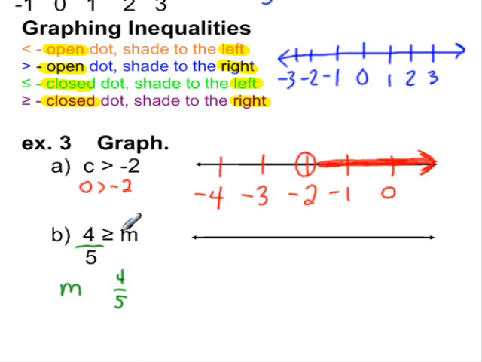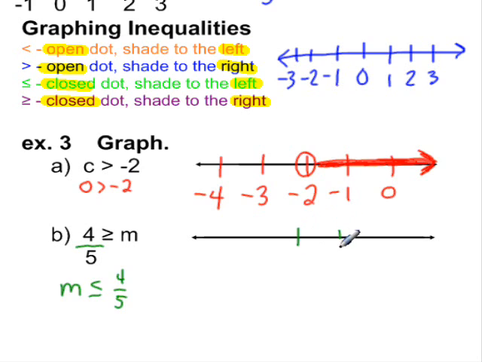And when I do that, do you see how the pointy part of our inequality here is pointing towards m? I need to make sure that it's still pointing towards m even after I flip it around. So now when I read this, it's m is less than or equal to 4/5.